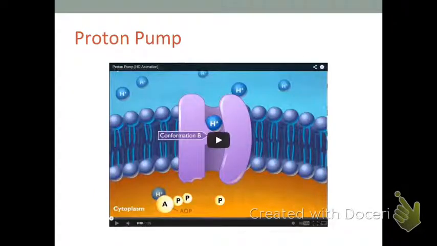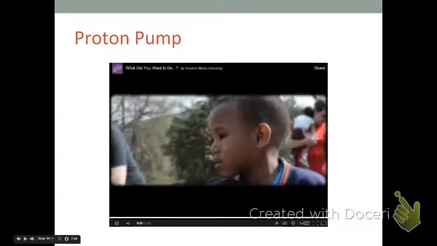Here's another example. This is a proton pump. We'll talk more about proton pumps in another unit, but it's nice to see at least an image of them right now. It's another type of ion pump that uses energy.